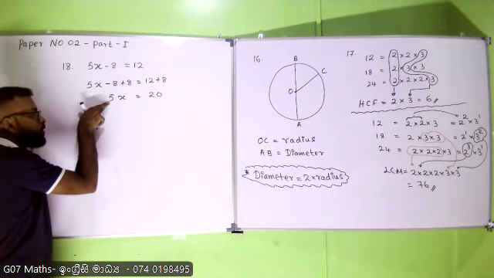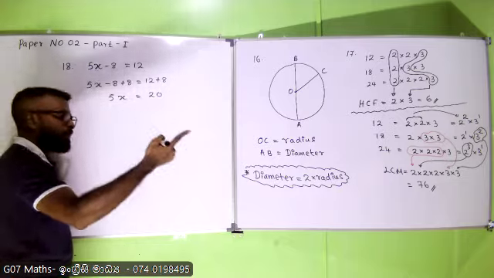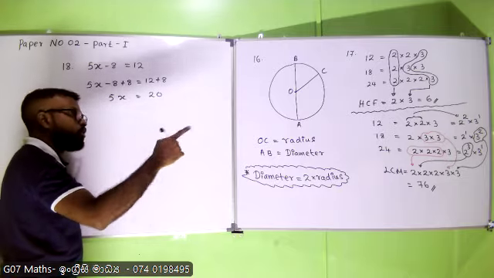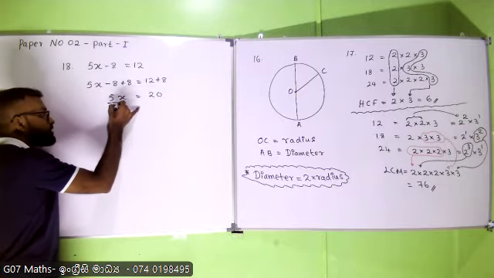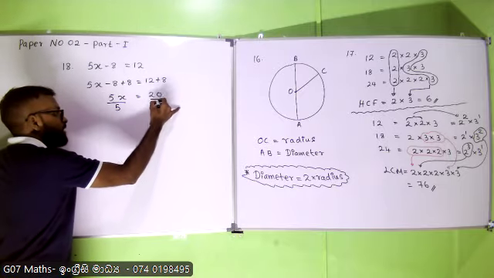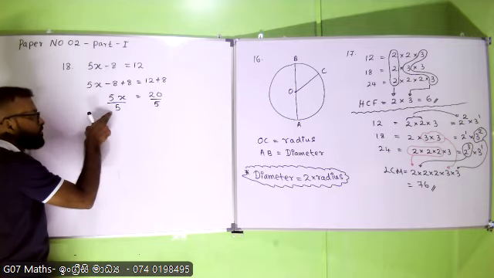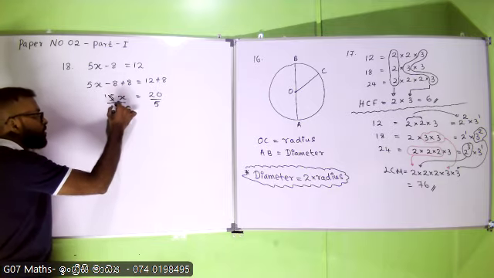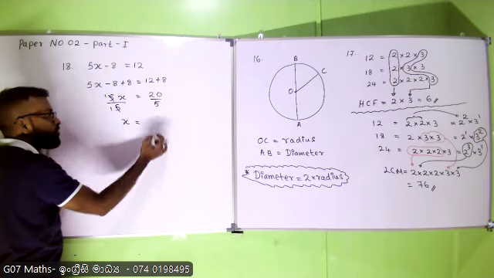Here we have 5, and this is multiplication: 5 multiplied by x. So I need to do the opposite of multiplication, that means division. I need to divide both sides by 5. Very beautiful. 5 divided by 5 is 1. x equals 20 divided by 5, which is 4.